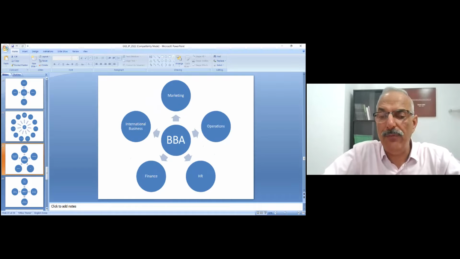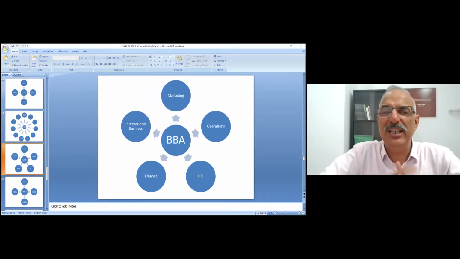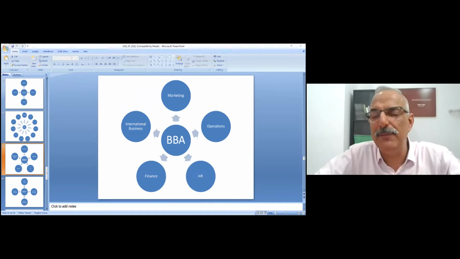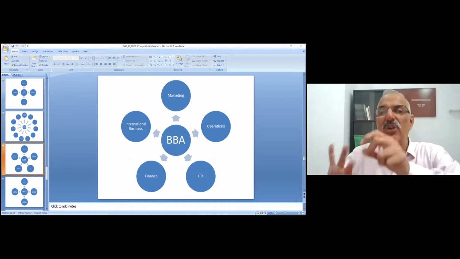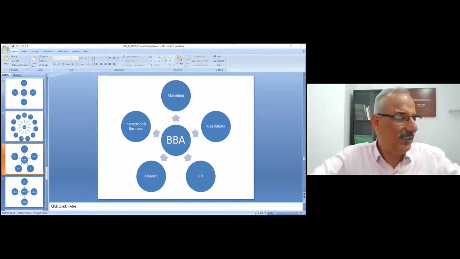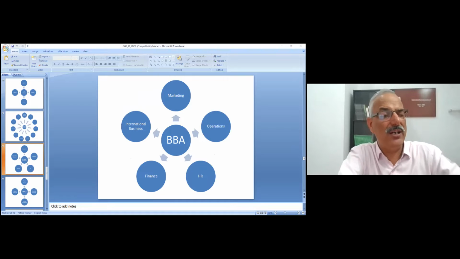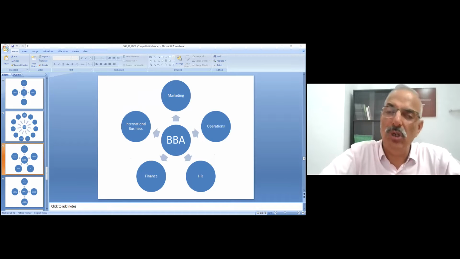Coming to the scope of management course, I'm talking about BBA because after 12th you can do BBA only. There are 5 traditional areas in which a BBA can have a career path: marketing, finance, HR, operations, and international business. So if you are a BBA, then you can have a career path in all these 5 areas.